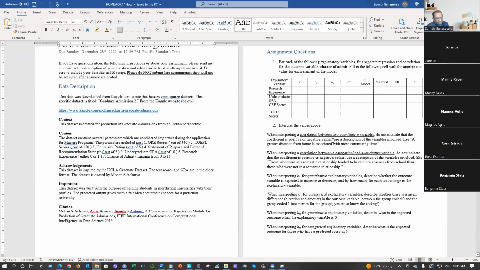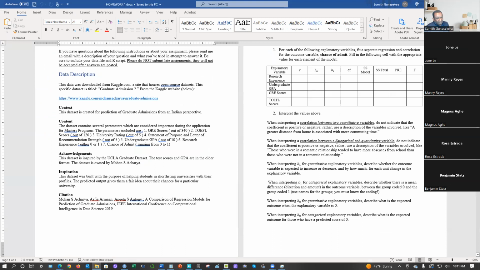When we interpret a correlation between a categorical and a quantitative variable, do not indicate that the coefficient is positive or negative. Rather, use a description of the variables involved, like those who were in a romantic relationship tended to have more absences from school than those who were not. How they differ from each other is the correlation between the two groups in a situation like this.